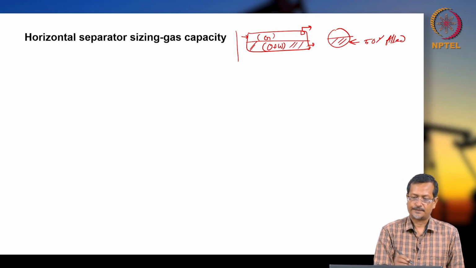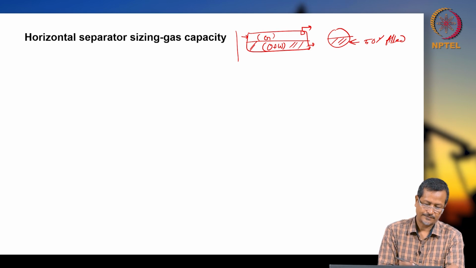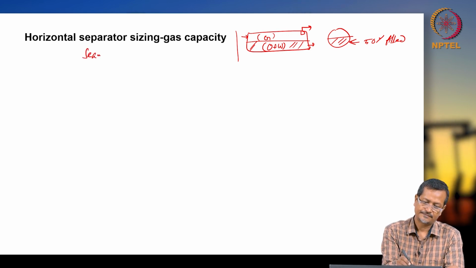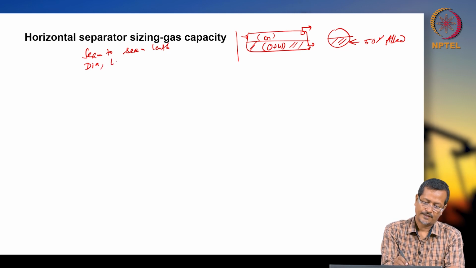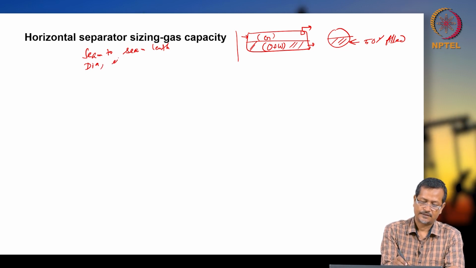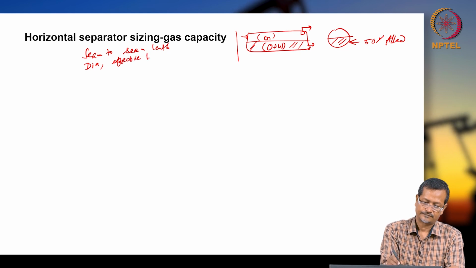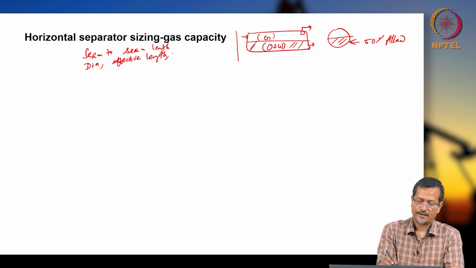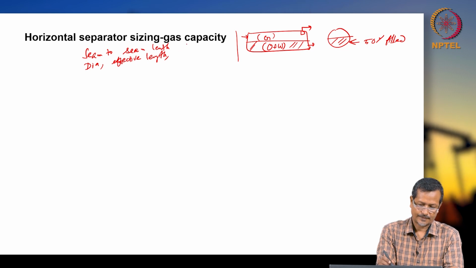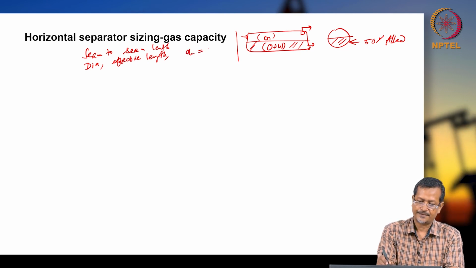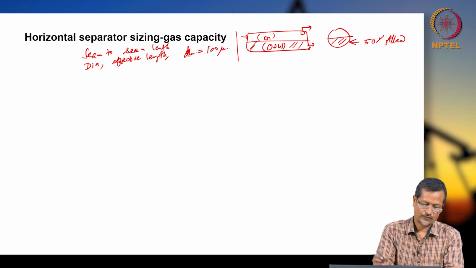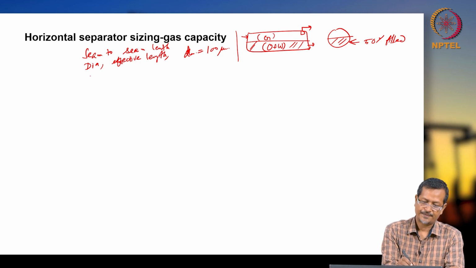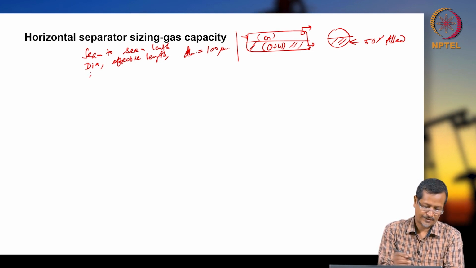We have to calculate seam to seam length, diameter, effective length, and we are assuming dm equals 100 micrometer. And the separator is 50% filled. Already I told you, 50% fill.